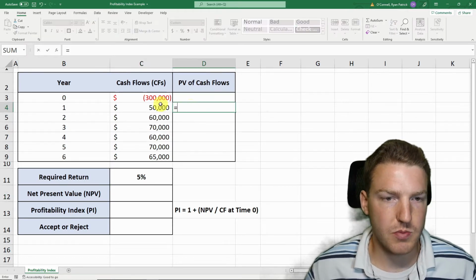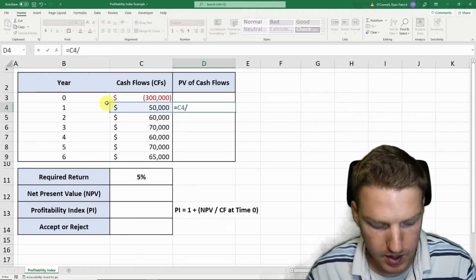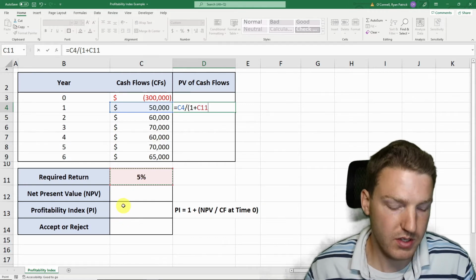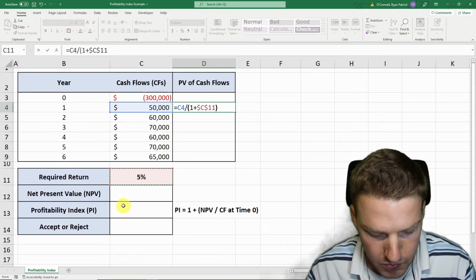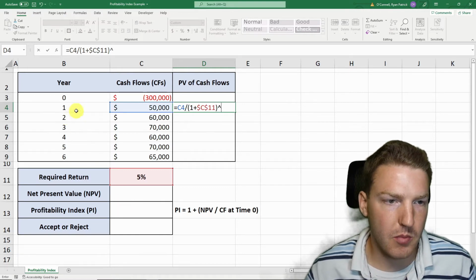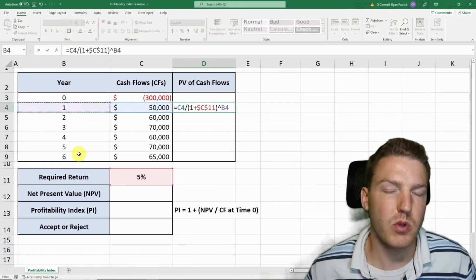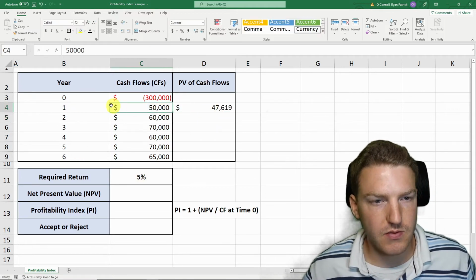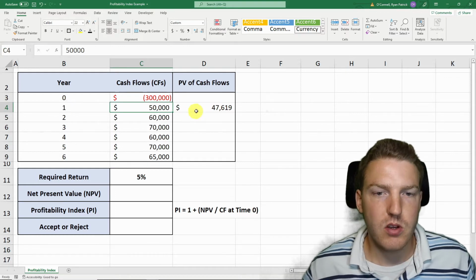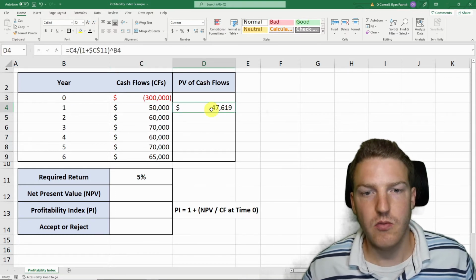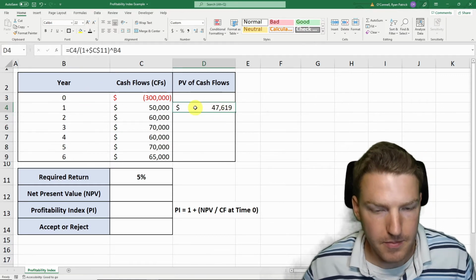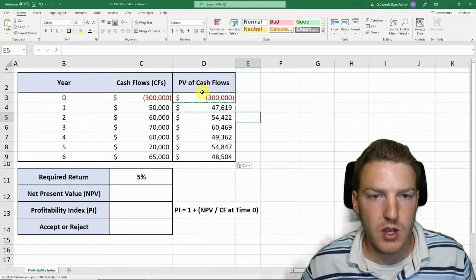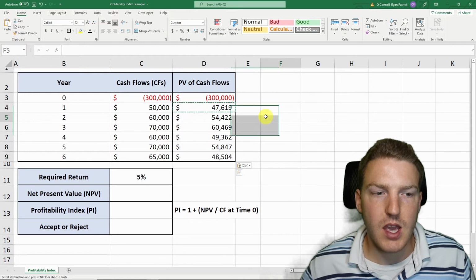So the present value will just be the cash flow for that year divided by 1 plus the required rate of return. And we can hit F4 on our keyboard to lock that in. And then we'll put it to the power of the number of years so that as we go further into the future, we discount back by a greater period of time. So we're discounting this $50,000 that we receive 1 year from today back to $47,619 today. And then we can just copy that with Control C and then paste the formulas for that whole range. So there we have the present value of all of these cash flows.